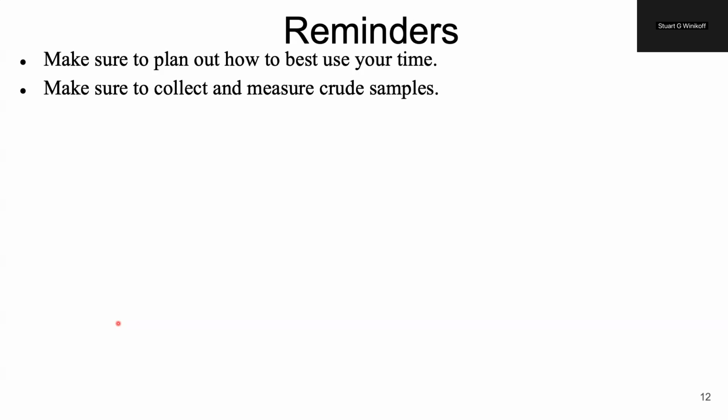This is also a big one. Oftentimes, students will forget to collect one of their crude samples. Remember, you should have three sets of TLCs, a TLC of three different samples, and three different melting points. So make sure you collect all three of those.